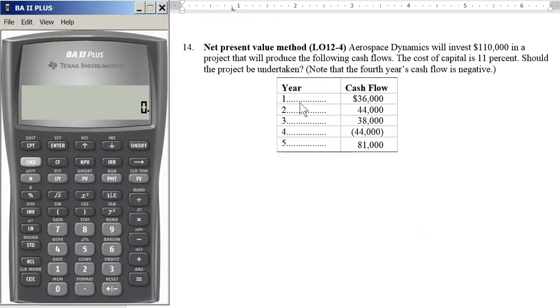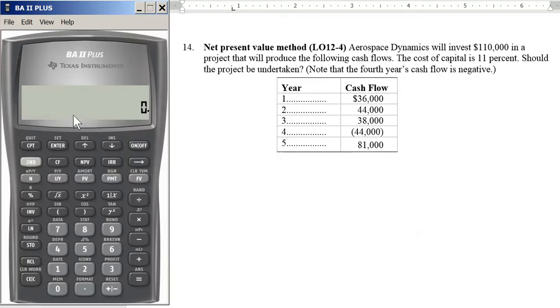Should the project be undertaken? We see the projected cash flows here. Now, whenever we look at these kind of problems and it says it will produce the following cash flows, these of course are predictions for the future. We hope that's what will happen, but as long as we realize that the results that we get are only as good as the information we put in, presumably they've been conservative in trying to determine what these numbers are, and this is what we'll go with.